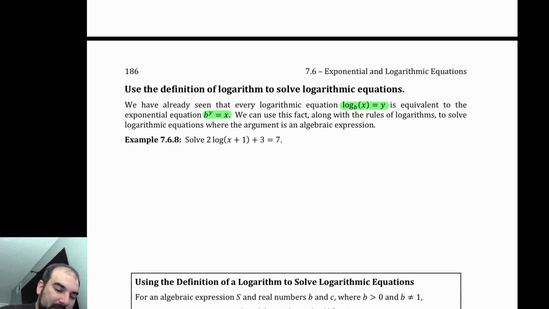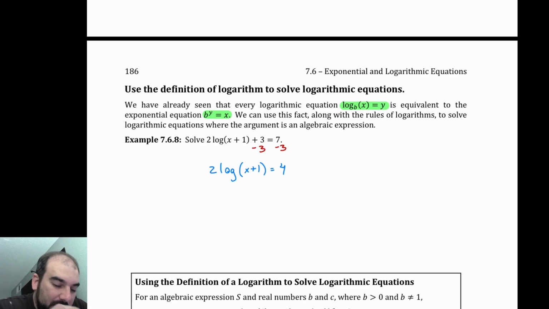But before we can do that, we need a log by itself on one side of our equality. So we have a log here, but there's also this 2 and this 3 that we want to deal with before we use this definition. So we want to isolate this log first, and there's a couple ways we can go about doing that. First things first, let's get rid of this 3. Let's subtract 3 from both sides. That'll be the first step in getting this log isolated. So it'll be 2 log of x plus 1 equals 4.